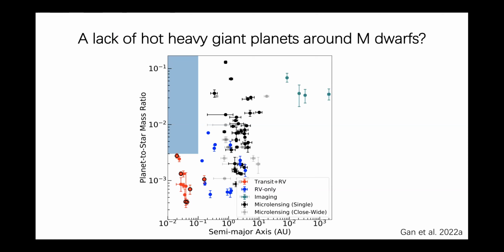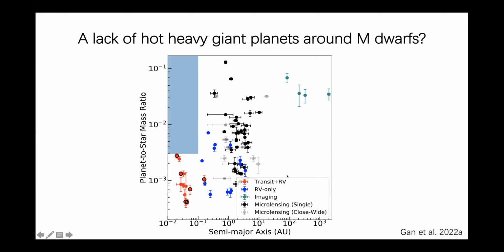formation and evolution histories. Here I'm showing the planet to star mass ratio and semi-major axis distributions of all confirmed giant planets around the M dwarfs. Different colors in this plot represent planets detected by different methods. In particular, these red dots with black circles are the TESS confirmed planets, which has already enlarged the total transiting sample by a factor of 2.